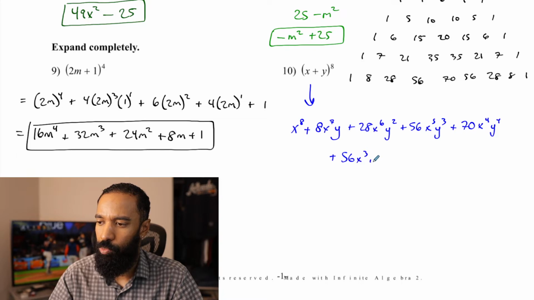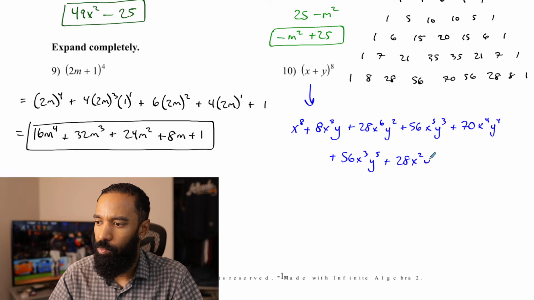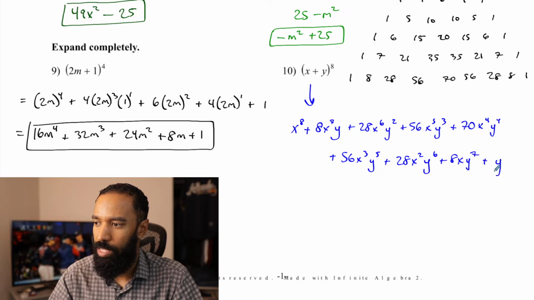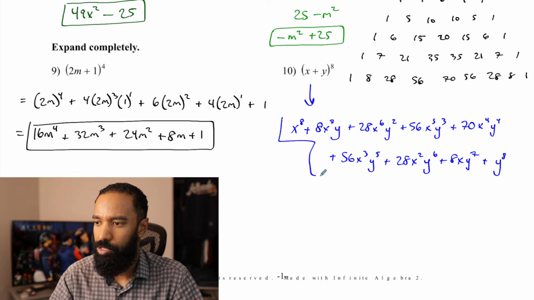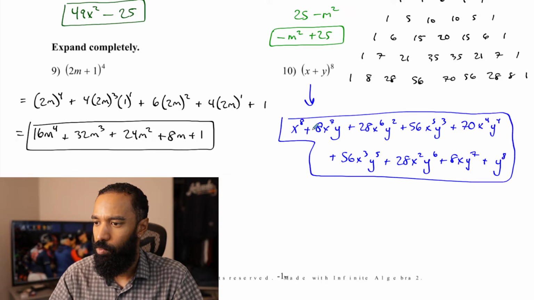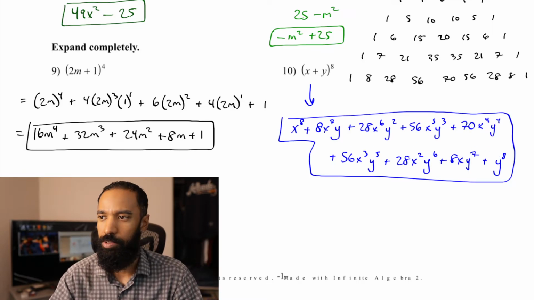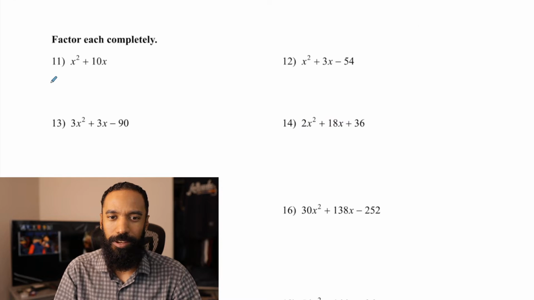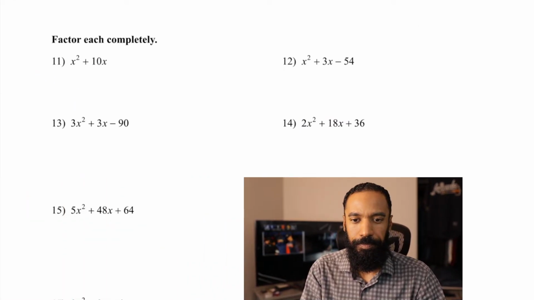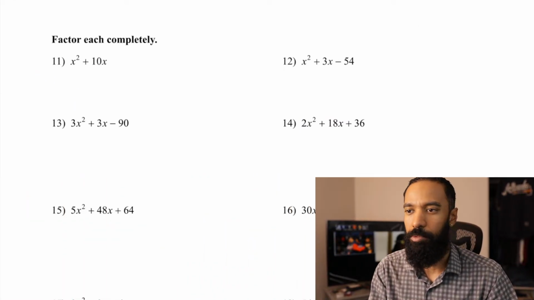56, x cubed, y to the 5th. 28x squared, y to the 6th. 8x, y to the 7th, and then 1, y to the 8th. 9 terms. 1, 2, 3, 4, 5, 6, 7, 8, 9. All taken care of there. Okay, awesome. Okay, it won't be 10 minutes long, but you know what I meant. Okay, let's keep moving forward.